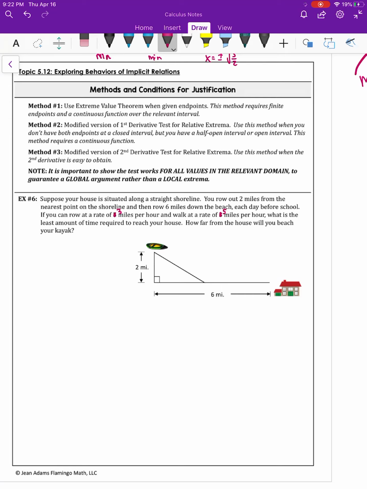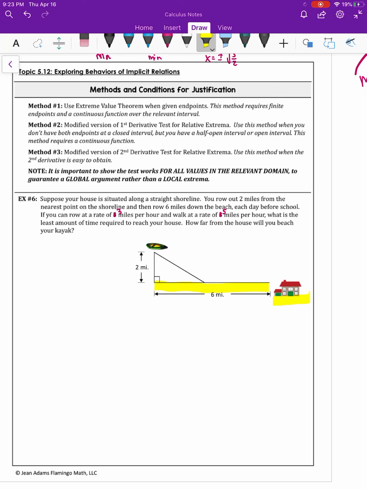Example number 6, there is a mistake on example number 6. I want to point that out to you. The rate of the row was supposed to be 3, and the rate of the walk was supposed to be 5. Okay, so please change that on your paper before we get started.